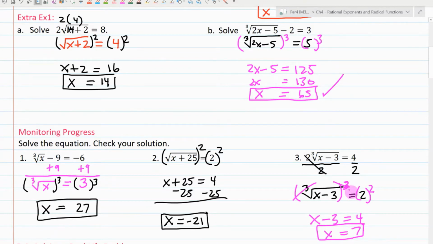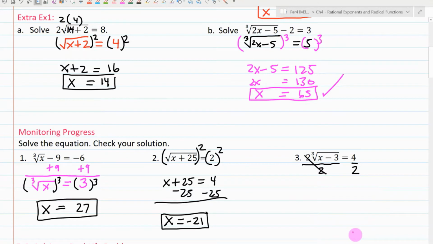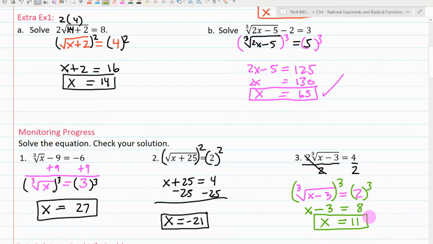You're going to divide both sides by 2. So you're going to get the cube root of x minus 3 is equal to 2. Then you have to cube both sides. So x minus 3 is equal to 8. And then you're going to add 3 to both sides. So x is equal to 11.